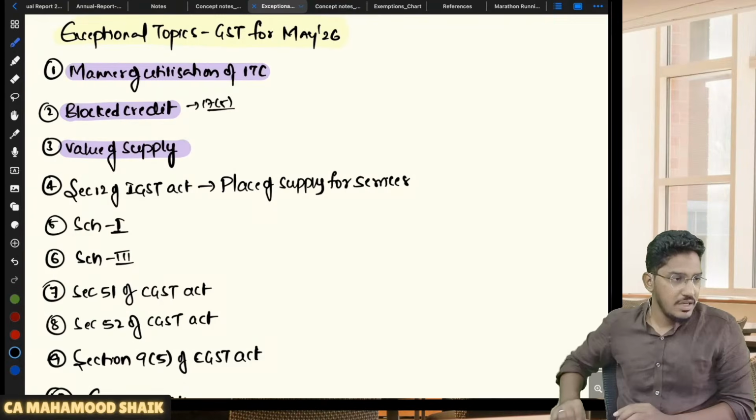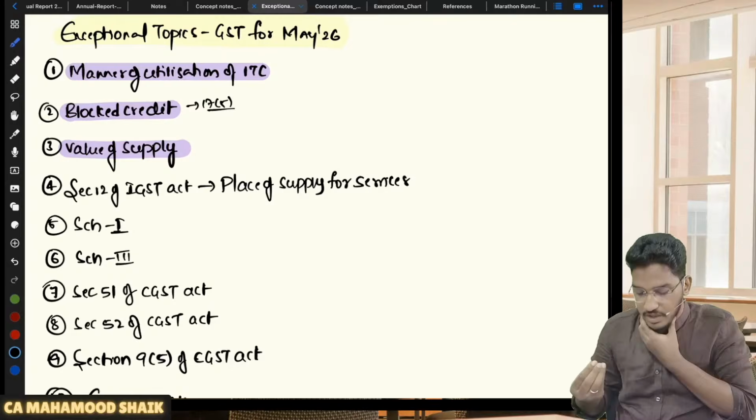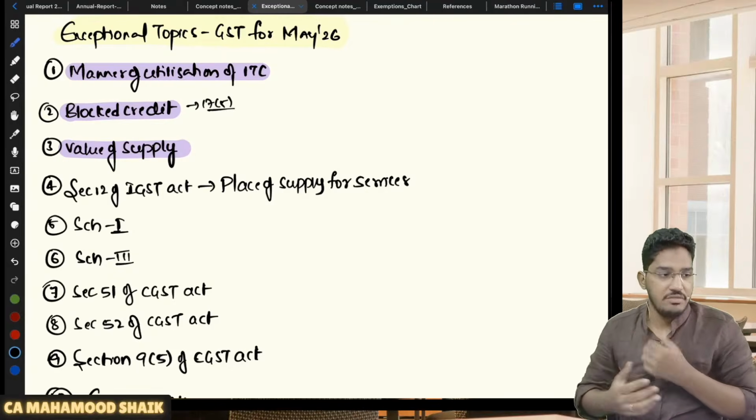Clear? Right. See, students are overloading this chat box with questions. So please do hold on, because we have many concepts to cover. If I start answering each and every question, the time will not permit me.